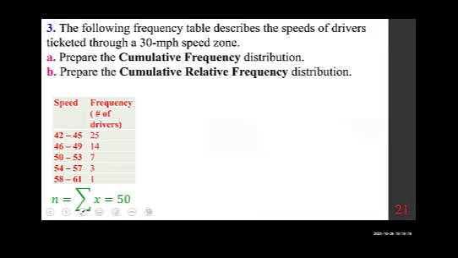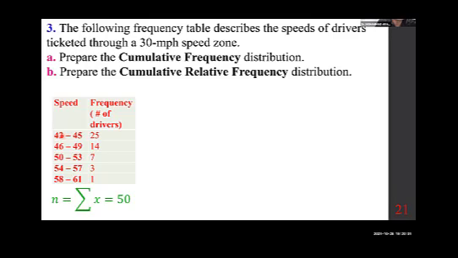The following frequency table describes the speeds of drivers ticketed through a 30-mile-per-hour speed zone. A, prepare the cumulative frequency distribution. B, prepare the cumulative relative frequency distribution. The concept of a cumulative frequency distribution, simply put, means start from the beginning all the way to the end. Therefore, when we want to write this, all of the upper limits remain the same, but the lower limits, we change them all to 42.